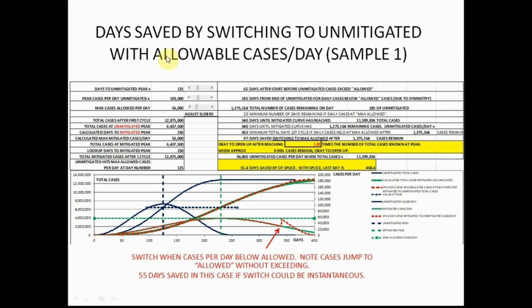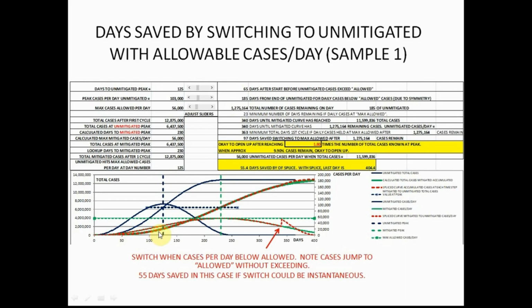Days saved by switching with allowable cases are shown as a sample. The spreadsheet lets you change these three values: days to the unmitigated peak, peak cases unmitigated, and max cases allowed per day, what the hospitals can handle. These other values are calculated. We'll look at those a bit later. These are curves.